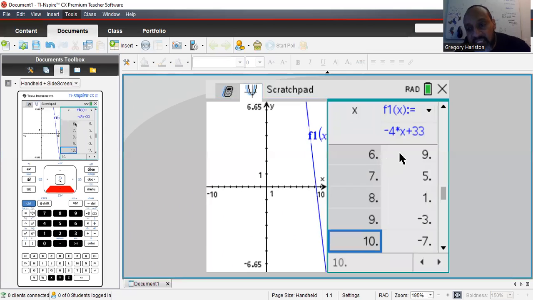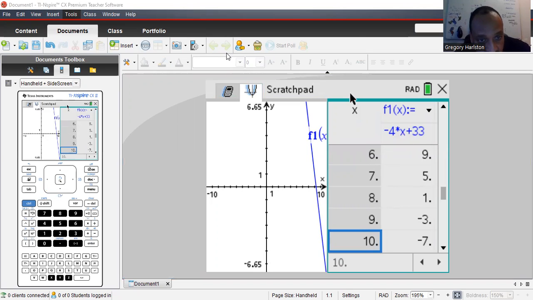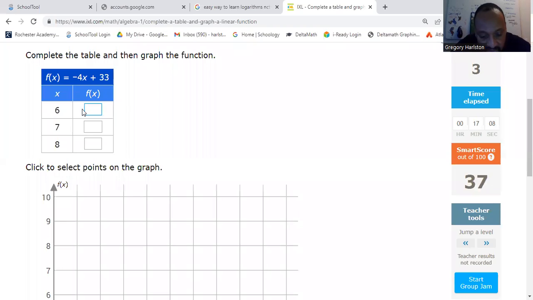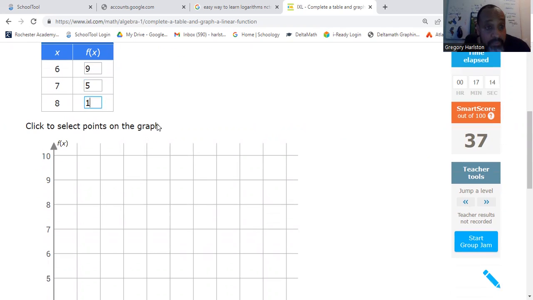So when the input is 6, the output is 9. When the input is 7, it's 5. So 9, 5, and 1 is what I need to enter. So I'm going to go back to the IXL, and I'm going to put 9, 5, and 1. Now the table is complete.